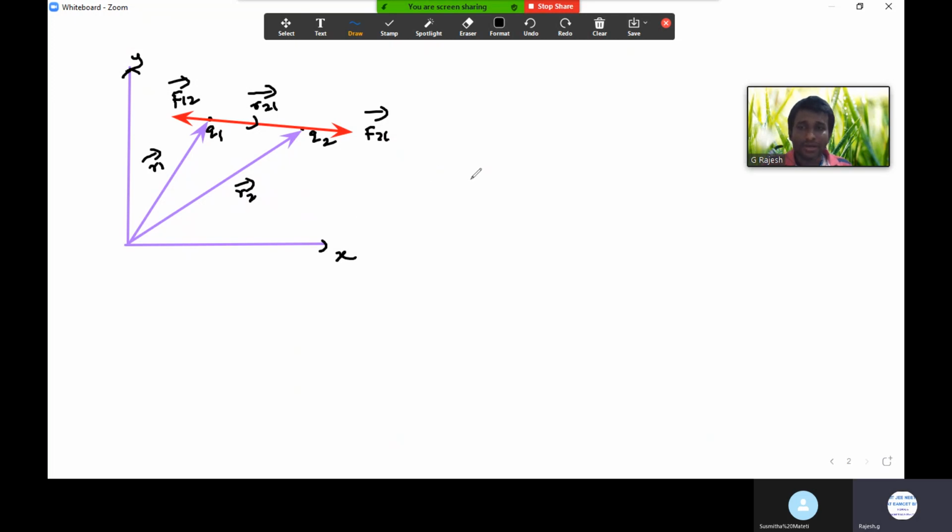That is R21 bar. This is the direction of R21 bar. This is my beginning and this is my ending, so final position minus initial position. R21 bar is nothing but R2 bar minus R1 bar. What is the mod of R21 bar? The mod of R21 bar is the mod of R2 bar minus R1 bar.